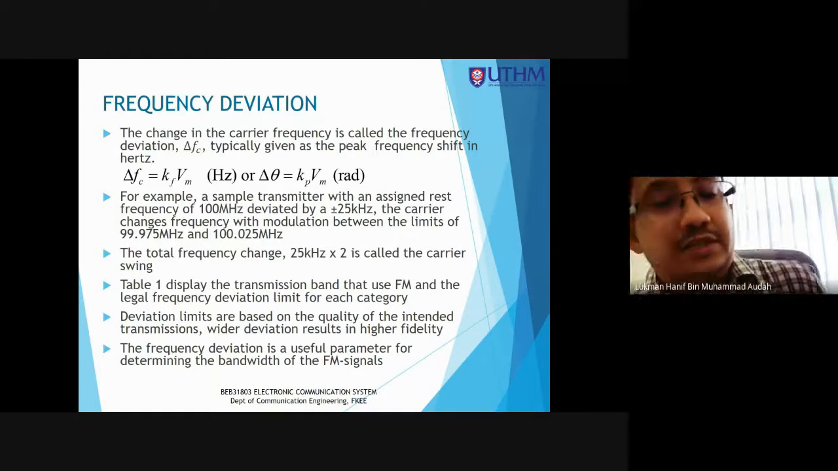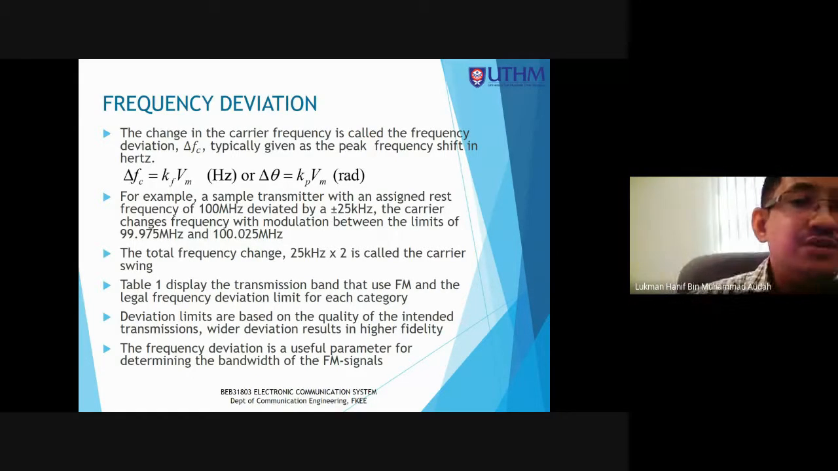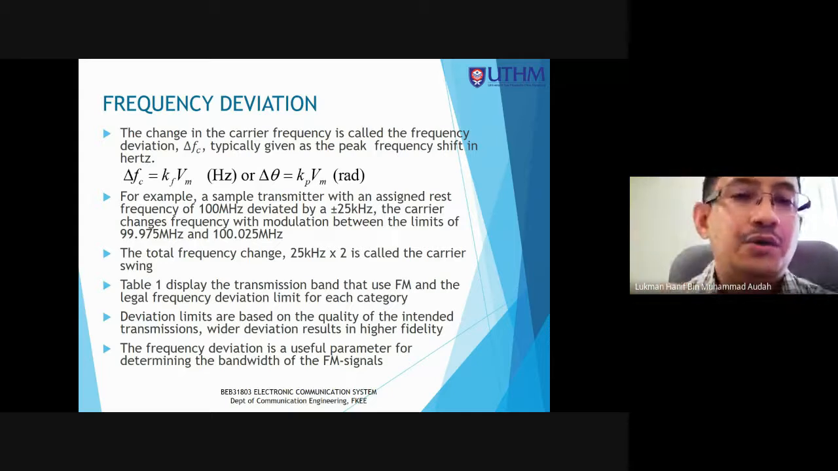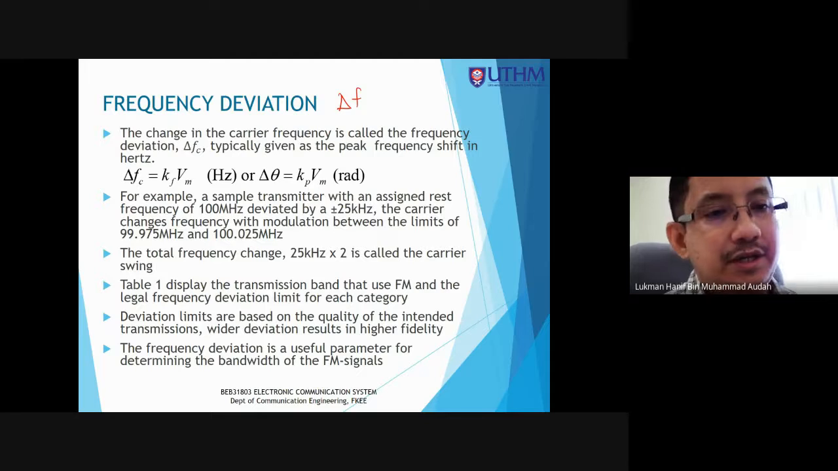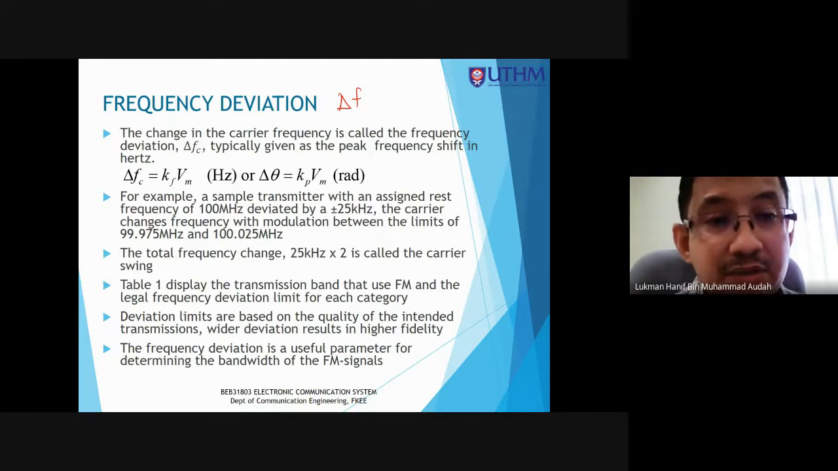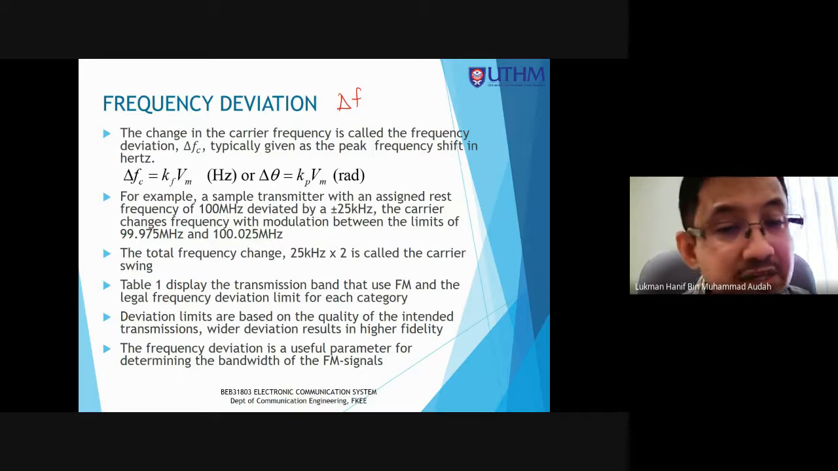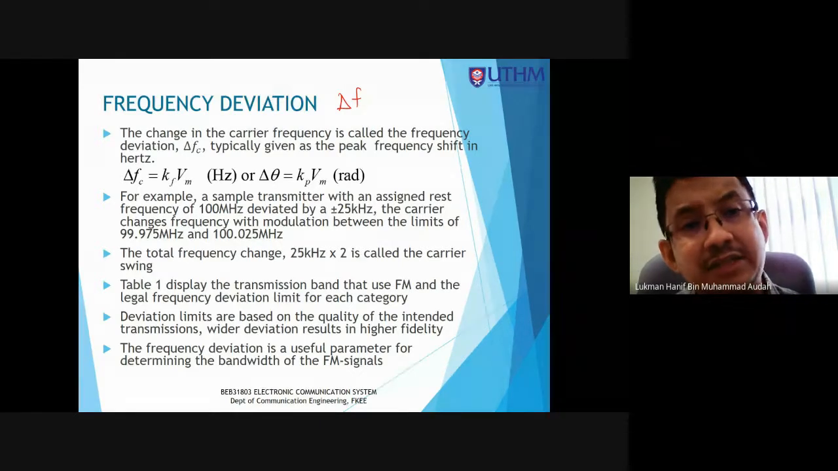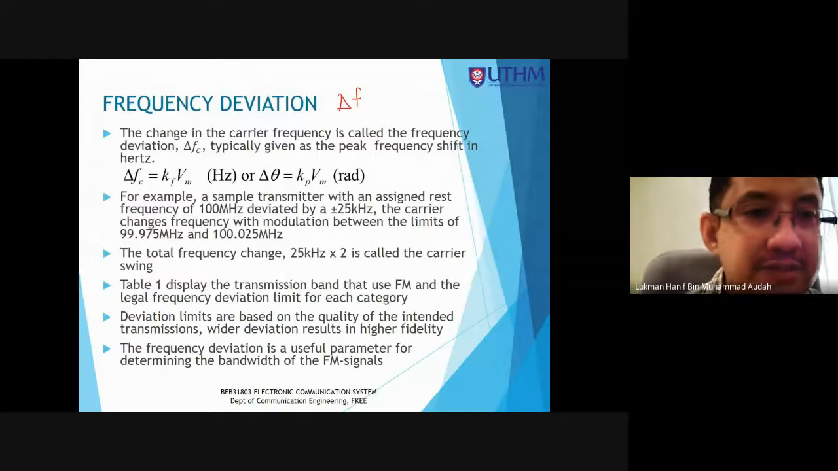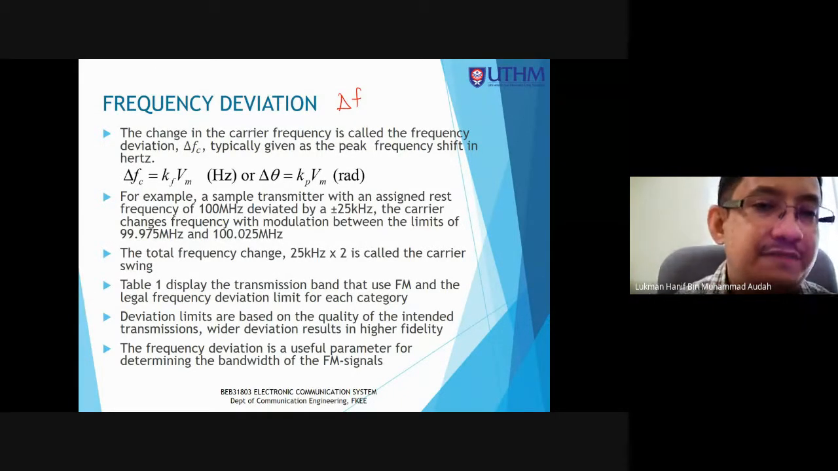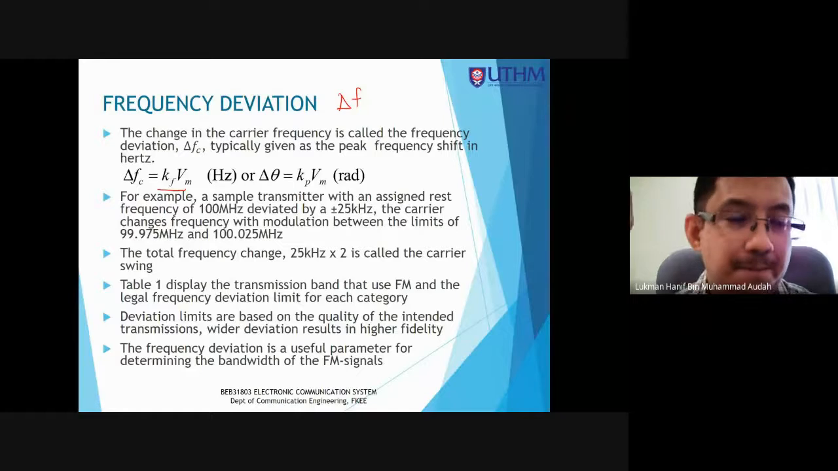So the next parameter is frequency deviation, also known as delta f. Ini delta f. Yang tadi kita belajar tadi, berapa banyak delta f tadi: fc plus delta f, fc minus delta f. So what is delta f? Delta f is the frequency deviation. Okay, the unit for delta f is hertz. It is defined as kf Vm.